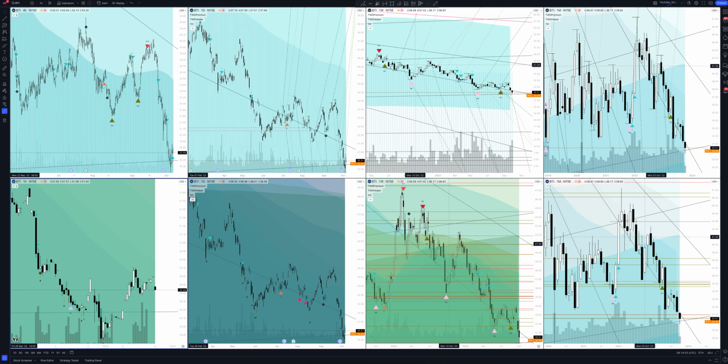Today we will take a look at British American Tobacco stock. Let's analyze the market situation and find out how you can make money on it. Let's start.